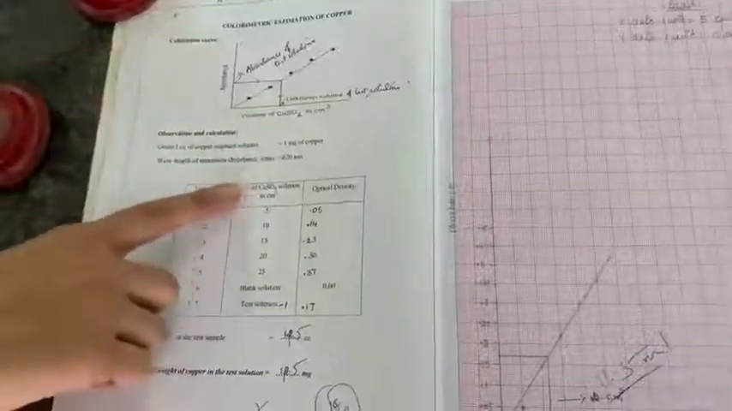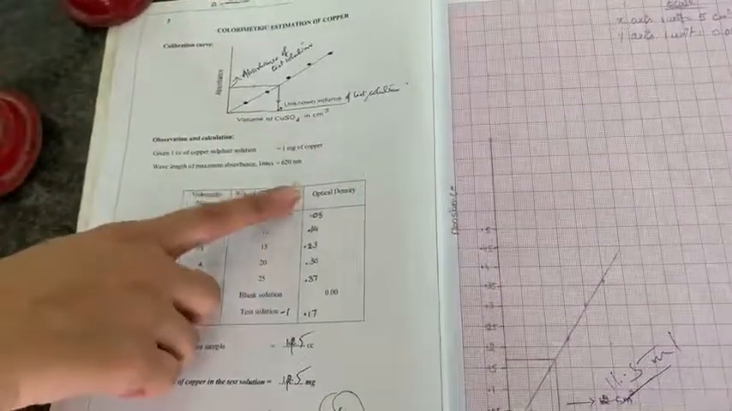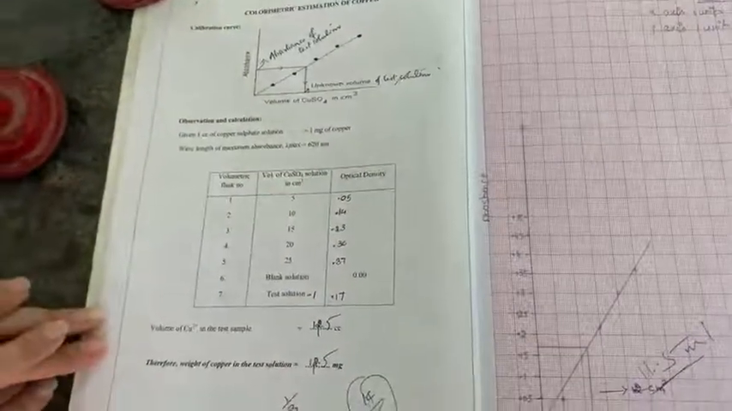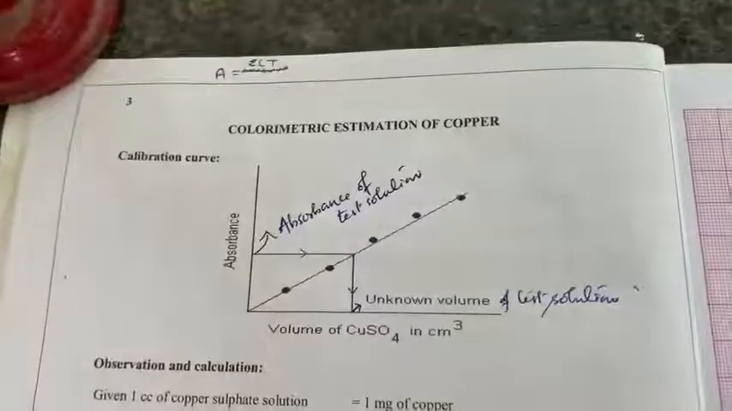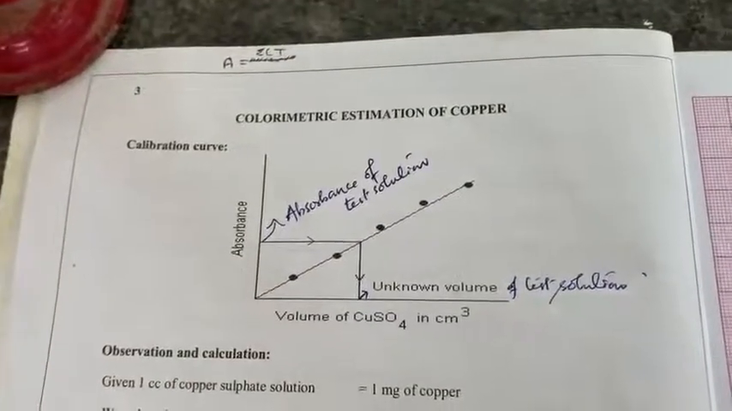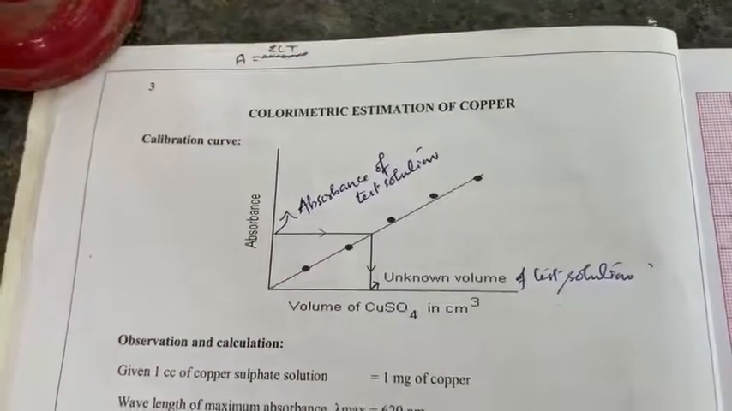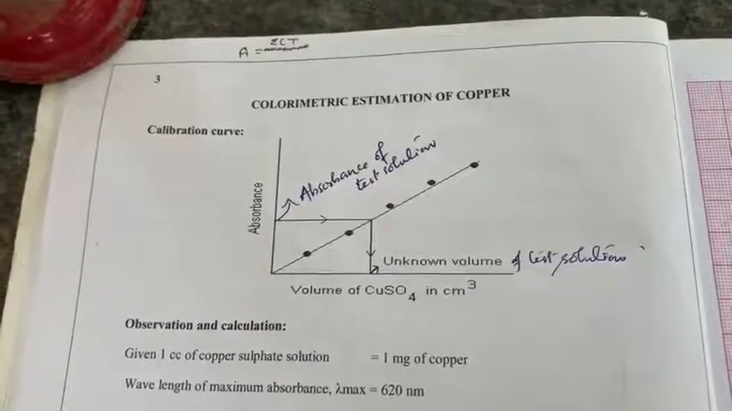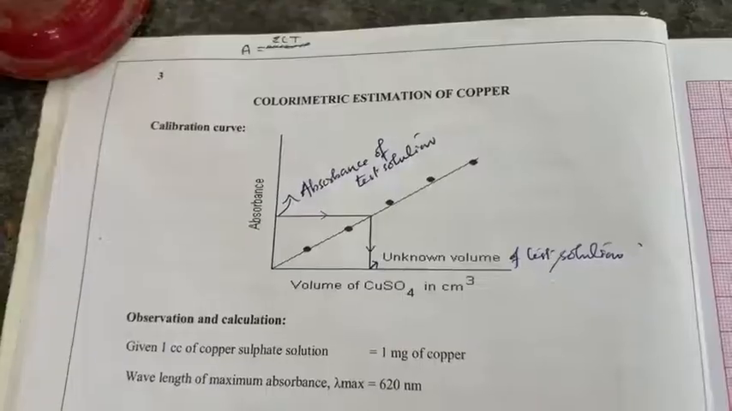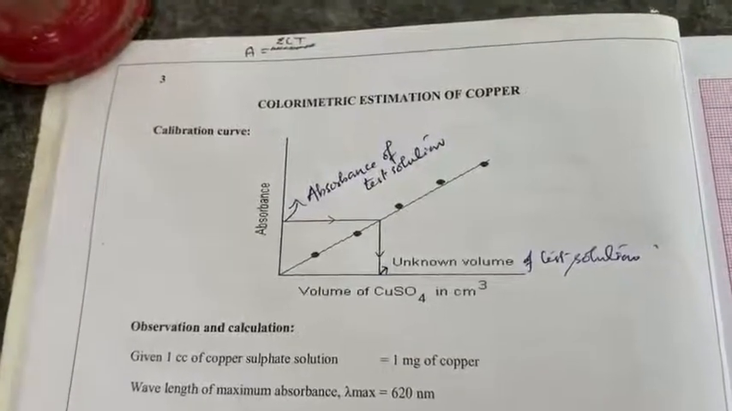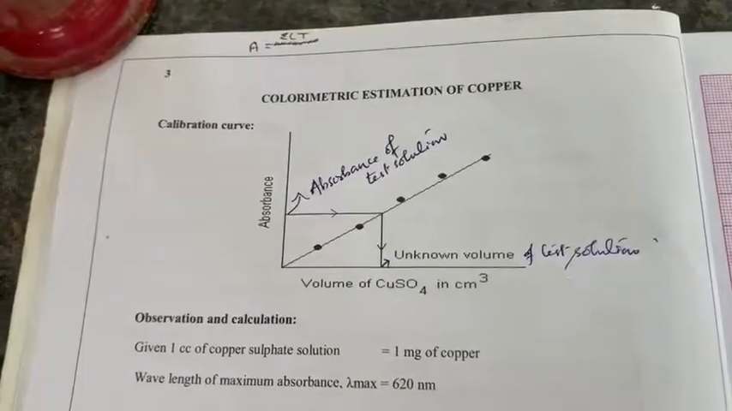So this is how your observation table will look. As the volume of copper sulfate is increasing, you can find the increase in absorbance as well. After getting this, you have to plot a calibration curve between absorbance versus volume of copper sulfate. Volume of copper sulfate should be taken on the x-axis while the absorbance on the y-axis. Once you mark the points on the graph, you have to draw a straight line passing through the origin and with a maximum number of points coming in a straight line.